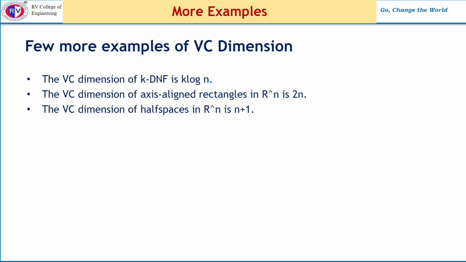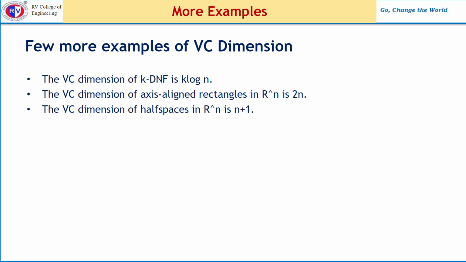a two dimension coordinate system, axis aligned rectangles can only shatter 4 points, and shattering 5 points is not possible for any configuration of points in two dimensions. And if you try to extrapolate that for three dimensions where n equals 3, the maximum that we can shatter is 6, by the logic of 2 times n, where n is 3.